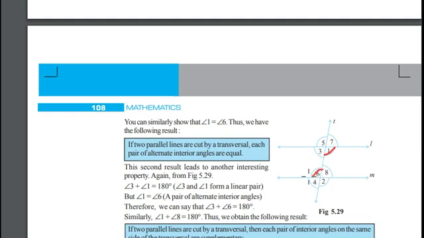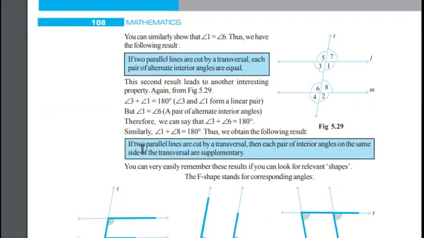Even 1 and 6 are interior angles. If the two parallel lines are cut by a transversal, then each pair of interior angles on the same side of the transversal are supplementary. Supplementary means when you add two angles, the resulting sum should be 180 degrees or a straight line. Both are same. Now let us prove this statement.